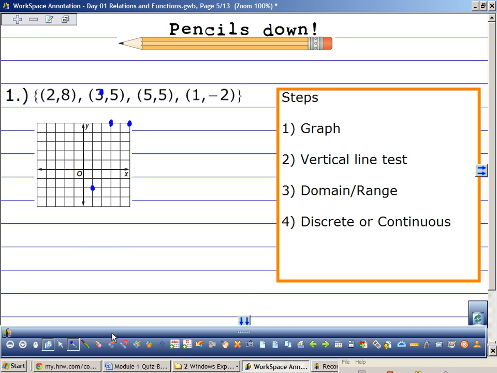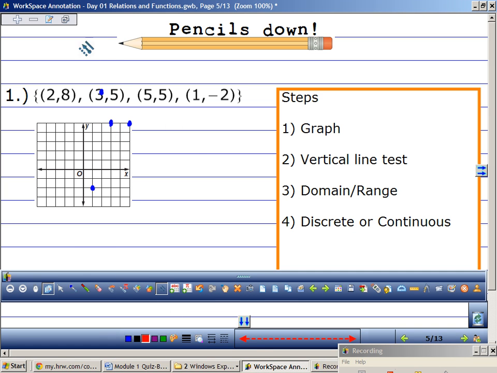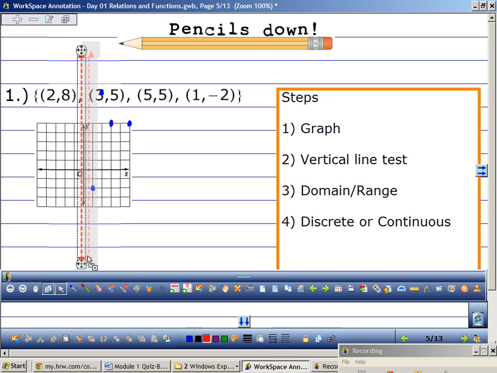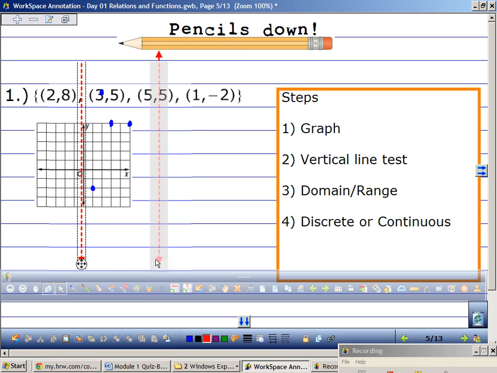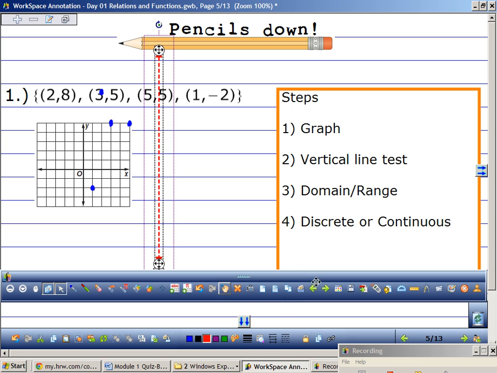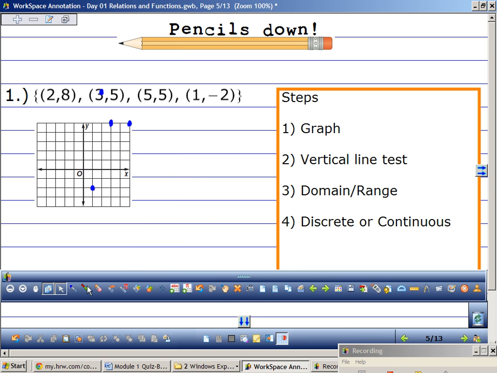Vertical line test. Does this pass my vertical line test? Yes. So if I take this line and I go across, only intersecting once, it passes my vertical line test. So check. Domain and range.